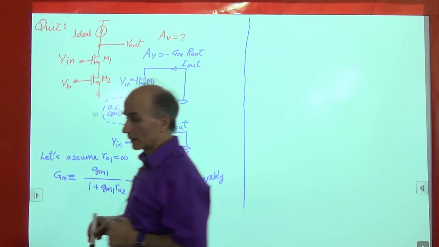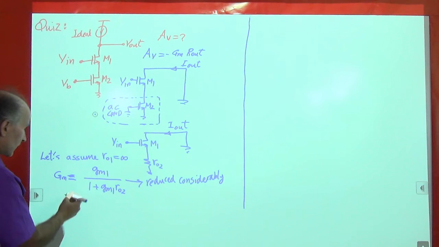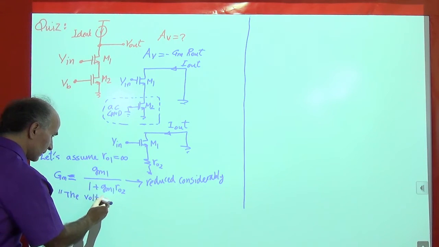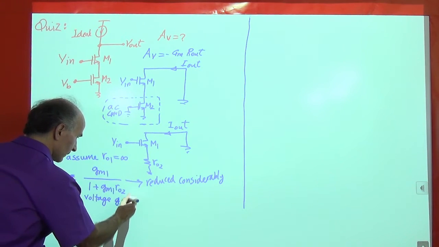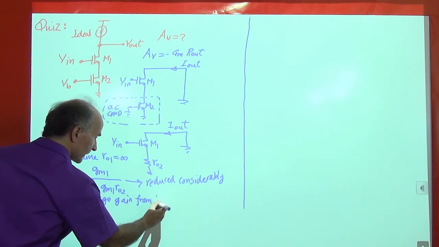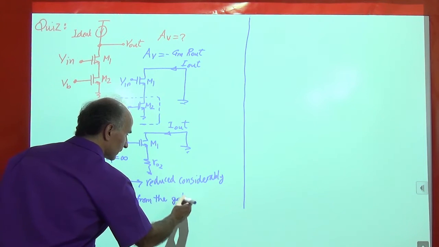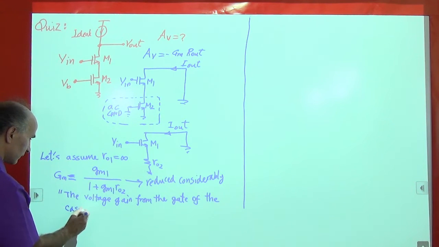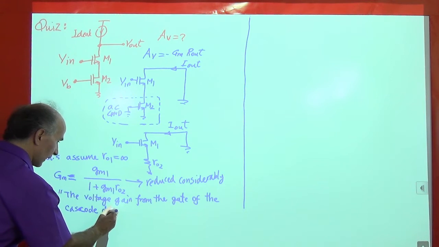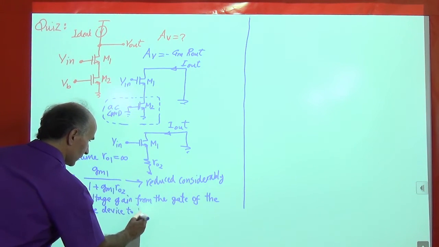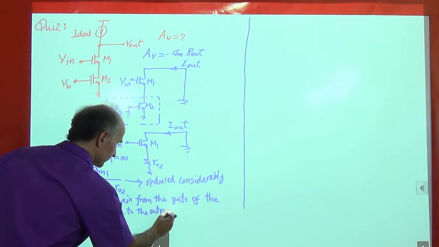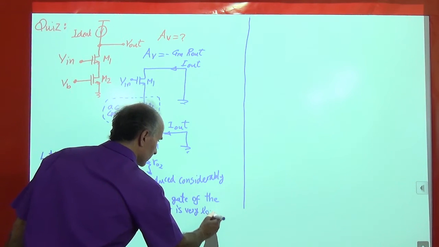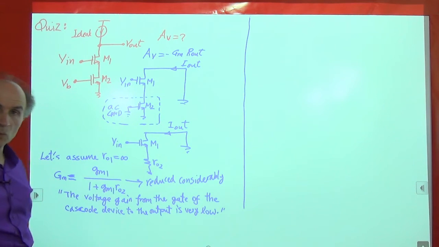Okay? So we articulate this as follows. We say the voltage gain from the gate of the cascode device to the output is very low. Okay, it's good to remember this.